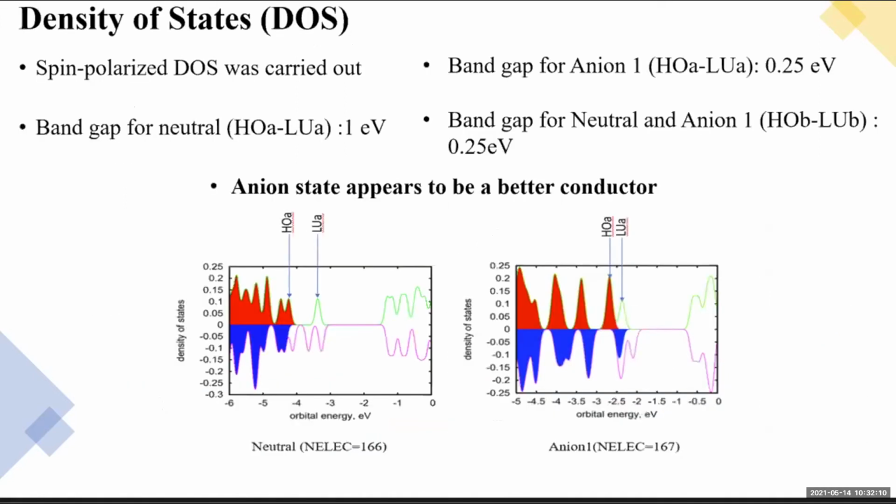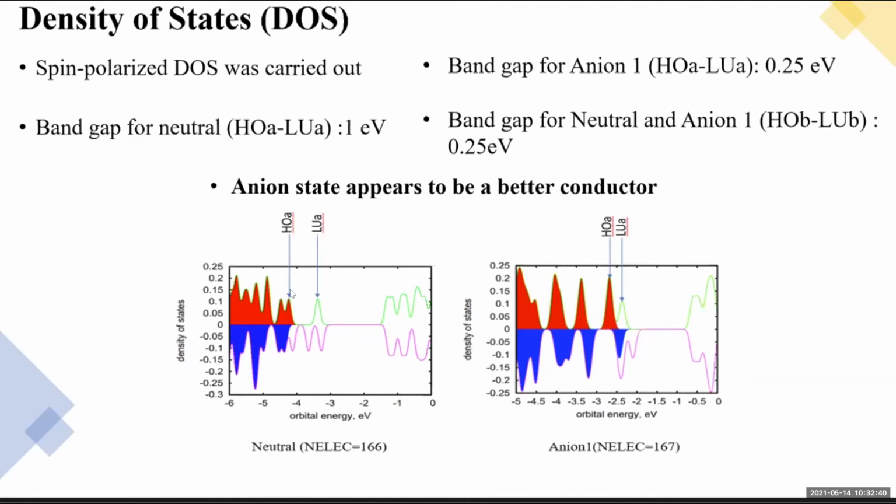One of the other parameters I looked into was density of states, which was the spin polarized density of states for both the neutral and the anion. The anion in this case is the one that I achieved stability for, which is the one with 167 electrons. Now, this is what I observed. Right here is the density of states for the neutral, and here is that for the anion.